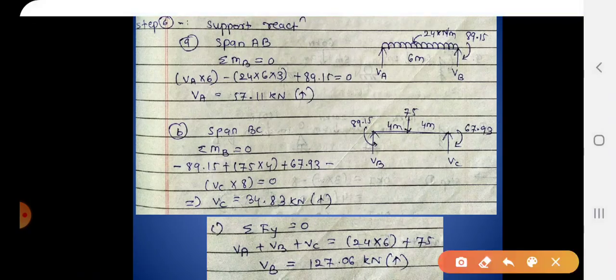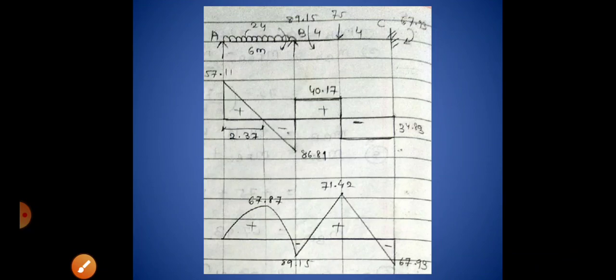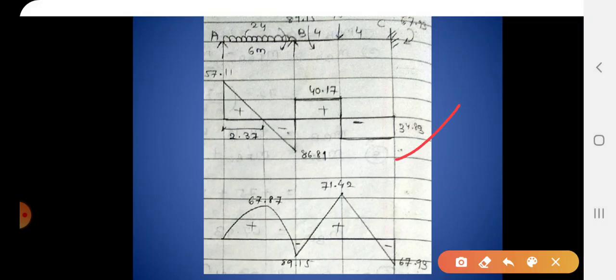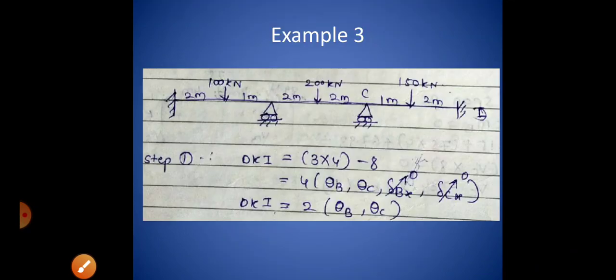Now the next step is support reactions by transferring these final moment values. If it is minus, then take anti-clockwise; if it is plus, take clockwise, and find out all the support reactions using equilibrium equations, and subsequently you can draw the SFD and BMD. So this was the second type of example. Now go to example 3.